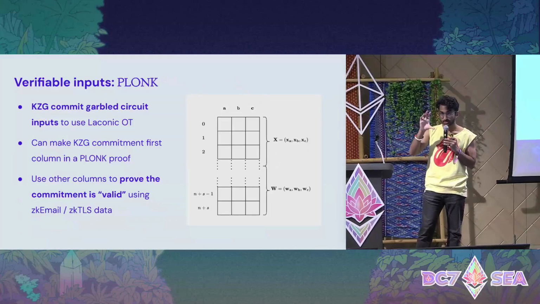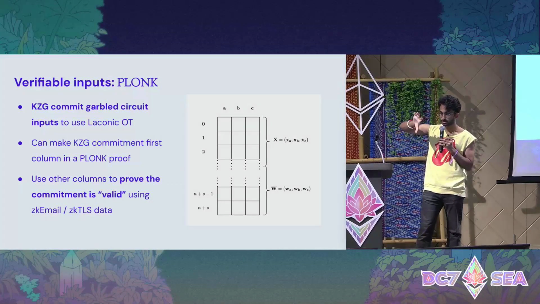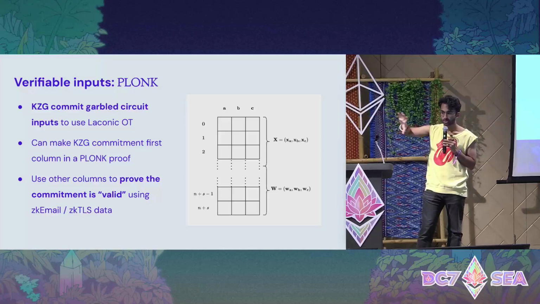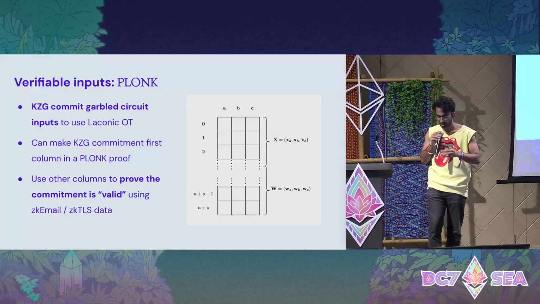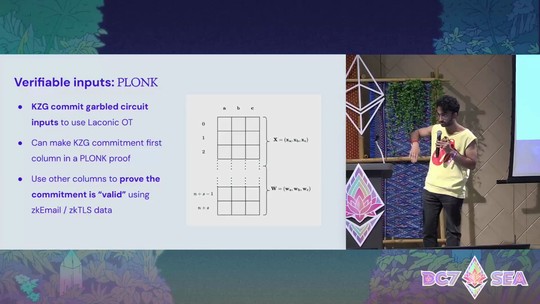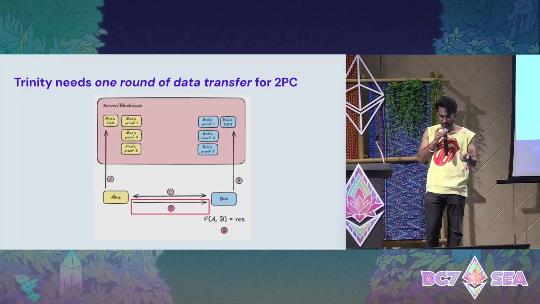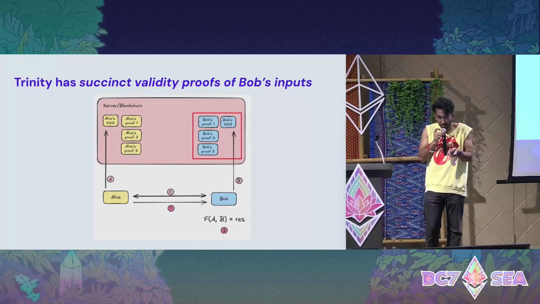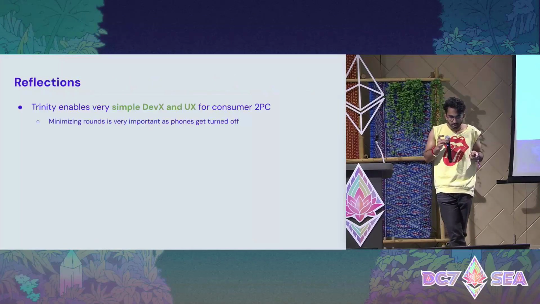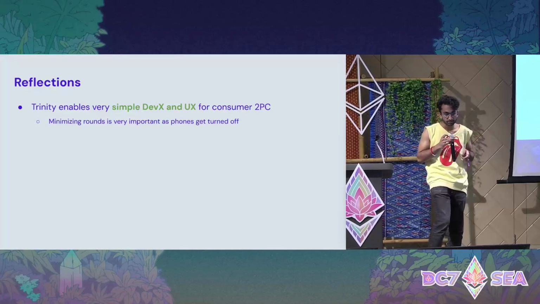Finally, the really nice thing is this commitment is a KZG commitment, which means that you can use other really, really powerful tools like PLONK to verify different properties of this. Because so much amazing engineering work and theoretical work has gone into this, this can be really, really efficient. And so you get both this one-round computation, and for all the inputs, you can have a proof that they satisfy different properties. As I mentioned, there's just one round of data transfer, and you have these succinct, very efficient validity proofs of all these inputs, and actually Alice's inputs as well. And so we think this can enable a really simple DevX and UX for building consumer 2PC apps, and hopefully more parties in that as well with some more research.